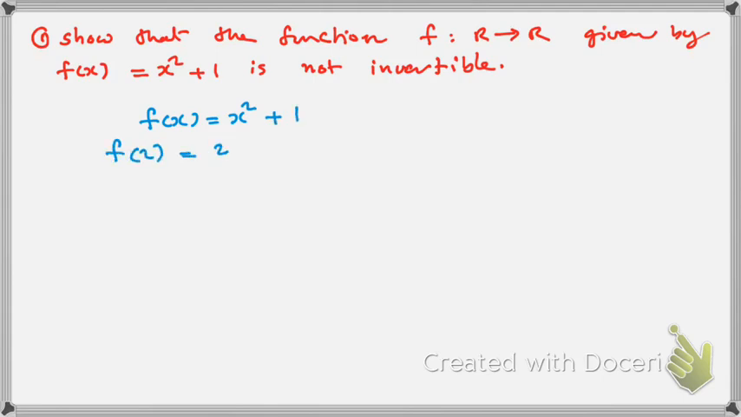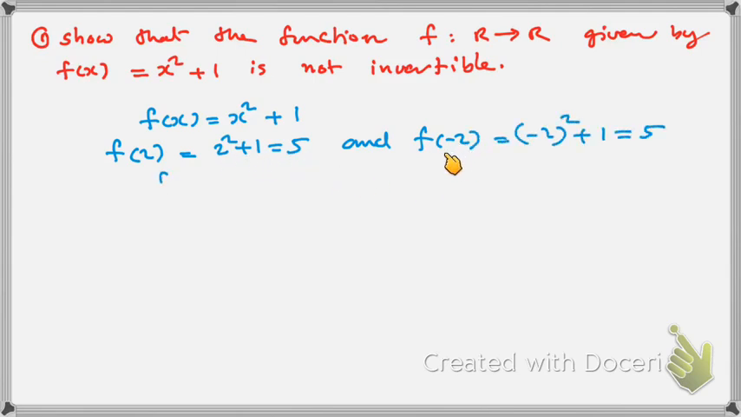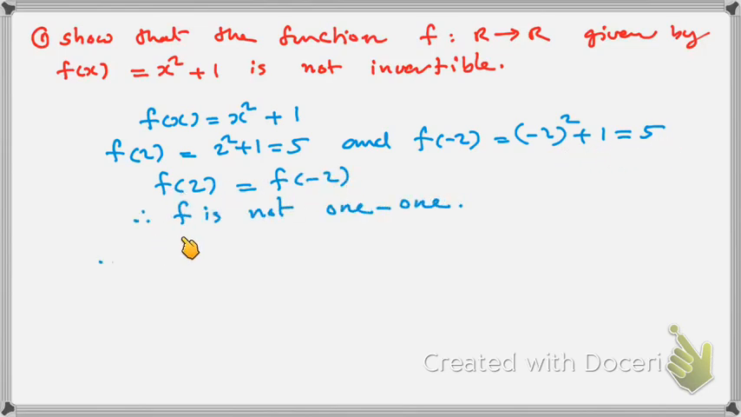So I go for a counter example. I find what is f of 2. F of 2 is 2 square plus 1, which is 5. And also its negative number, f of minus 2, is minus 2 square plus 1, which is also 5. So f of 2 and f of minus 2 are the same. Therefore f is not 1, 1. And if it is not 1, 1, it's not bijective. And therefore f inverse does not exist, or f is not invertible.